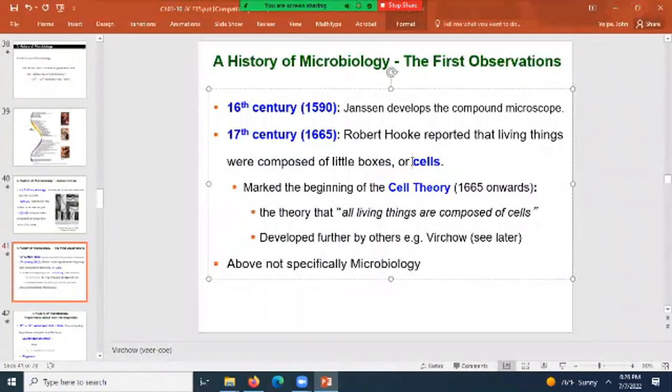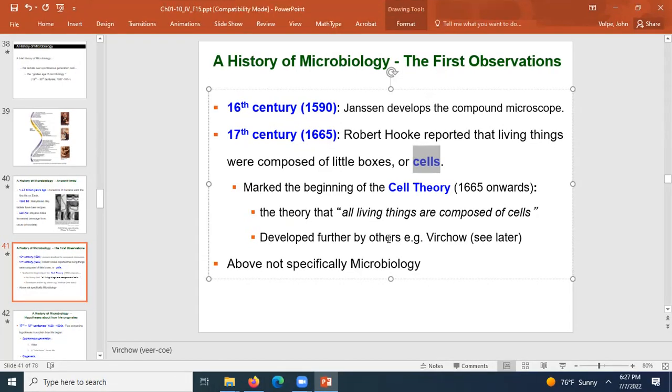Anyways, that was the first time anyone had ever seen a cell. And that marked the beginning of the cell theory, which began in 1665 and went further. Virchow developed this theory much further, and he literally wrote it up, the cell theory, and published it. And we'll talk about it in a little bit. And he stated that all living things come from a cell and are composed of cells. And that was the cell theory, that all living things are composed of cells.